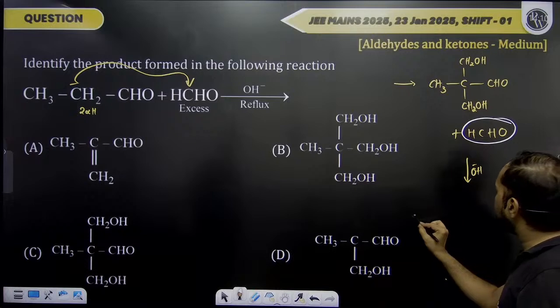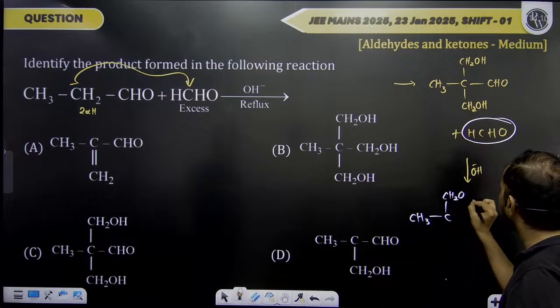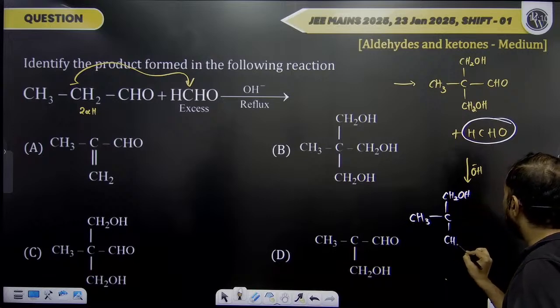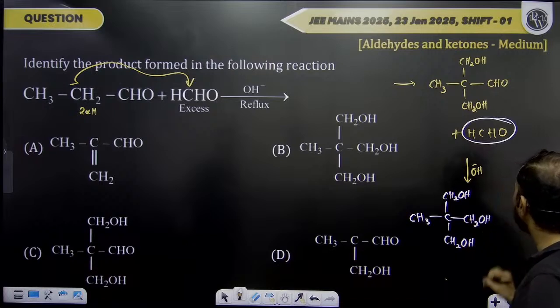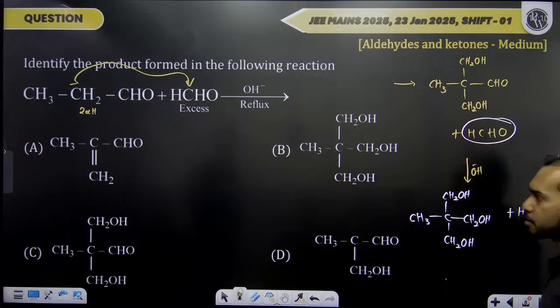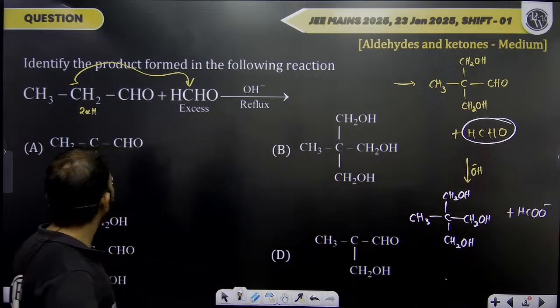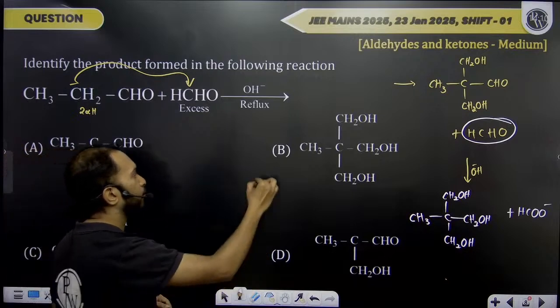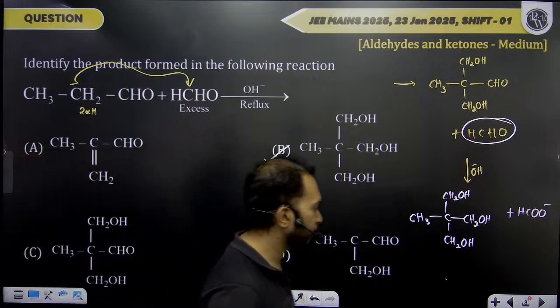So the product will be the final product after the Cannizzaro step. The ultimate product will be CH2OH, CH2OH, and this aldehyde will get reduced into alcohol CH2OH. Yes, HCHO will get oxidized. You can say HCOO minus. It will exist like HCOO minus, right? So look at the options. Which is correct? B option, right? B option is correct over here.